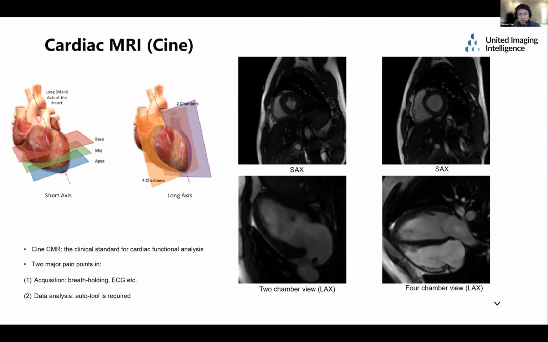Once we get the data, we have multiple slices and lots of video frames. In reality, we have fully manual tools or semi-automatic tools for analysis, but it is still tedious work that cardiologists or radiologists have to perform. So a fully automated tool is required. I will cover our solution, how we use deep learning to solve the cardiac MRI analysis workflow problem.